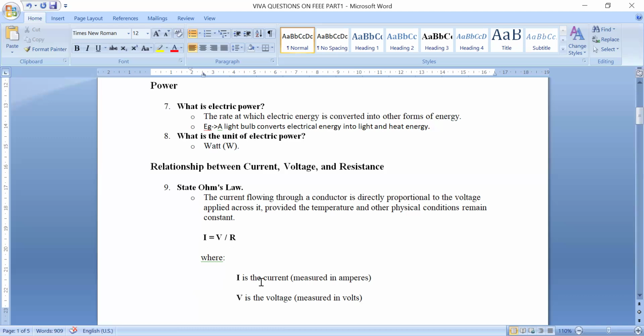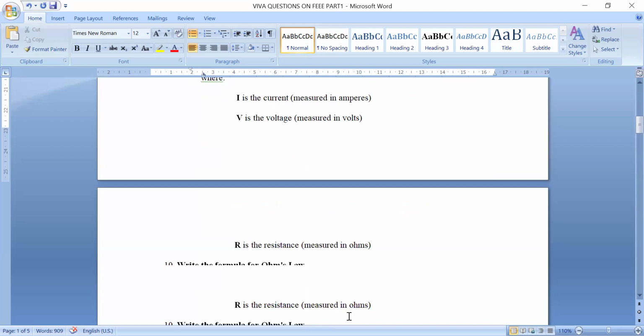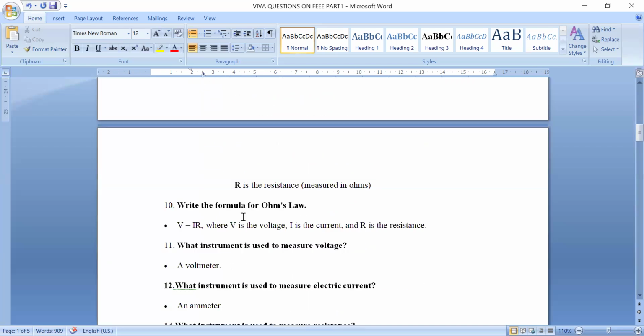Here I stands for current. It is measured in amps. V is the voltage. It is measured in volts. R is the resistance. It is measured in ohms. So write the formula for Ohm's law. V is equal to I into R, where V is voltage, I is current, R is resistance.